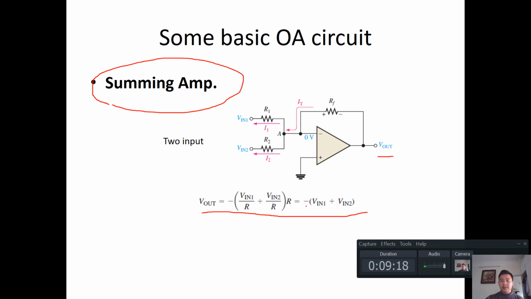We also pay attention that we have a negative sign here. It is not so important. If we would like to change this to positive, we can change the pole of the output. So this is very easy to change. The main issue here is that V out is the summing of the V in. Okay, and this is how we connect it into circuits.